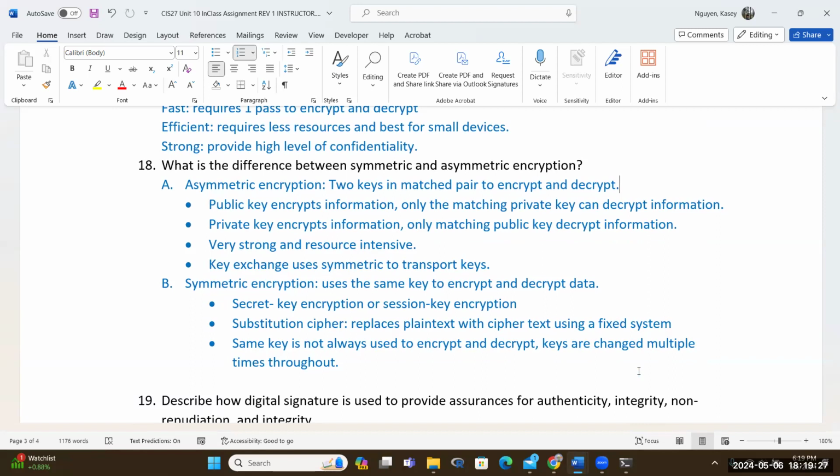So it's the takeaway from this, right? You don't have to remember all the specific algorithms, but just remember the categories. How each category is different. Symmetric compared to asymmetric.